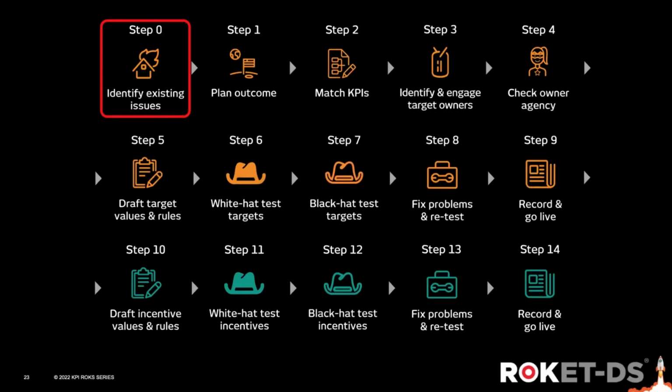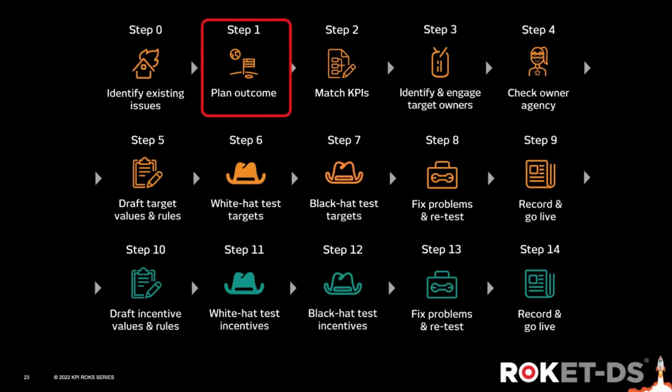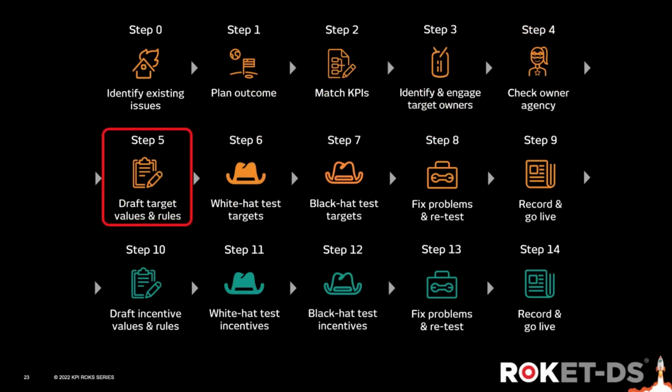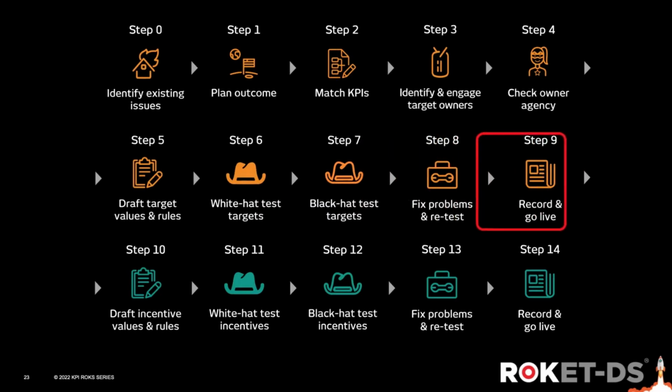And this is the full process. I will not go one by one because I already gave the explanation before, but bear in mind, you start here and always need to understand the plan. Understand your KPIs first, make the engagement with your users, identify everyone involved, check the agency ownership, and go through these. Then draft values, never forget these two, white hat and black hat, test, fix the problems, record, and then go from target to incentive.